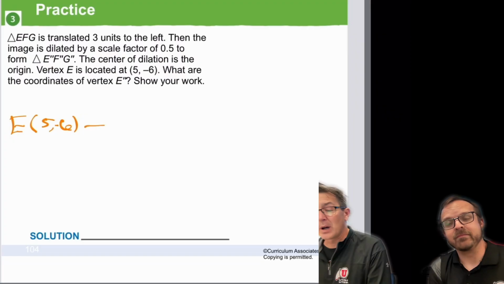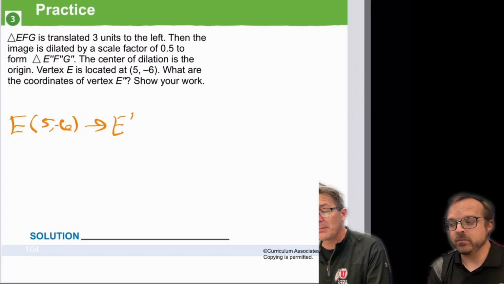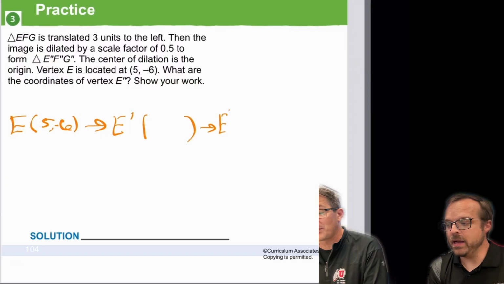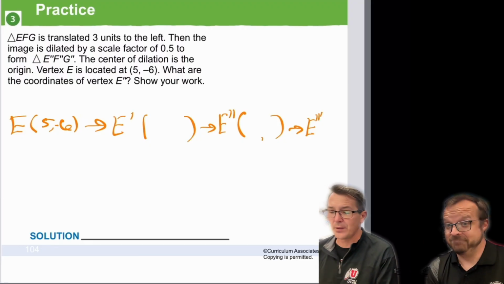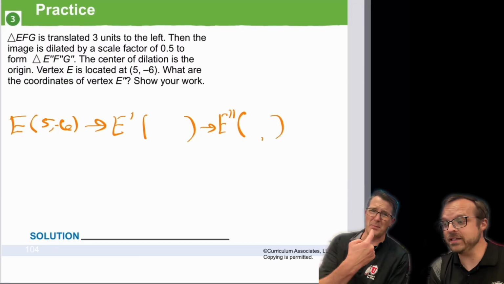Then we're going to be changing that to E prime. And we're going to be changing that to E double prime. Only two in here. We're going to translate and then dilate.